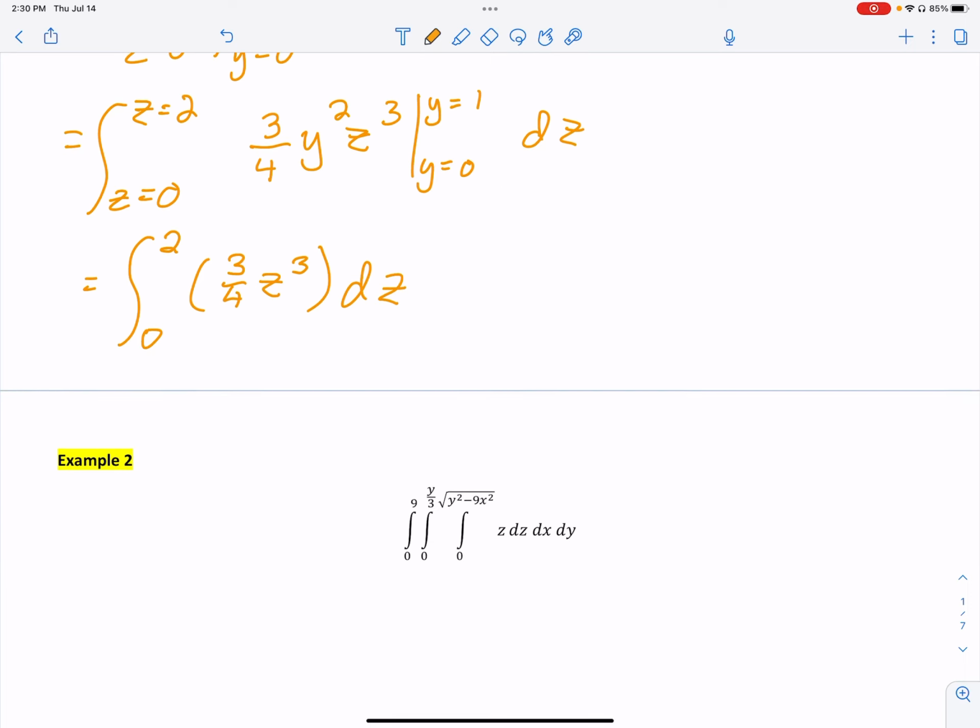Now I do my integral. I go up by 1 and divide by my new exponent. I get 3/16 z to the fourth from 0 to 2. If I plug in 2, I'm going to get a 16, and I get a nice pretty 3 there. Okay, so that's how you do it.